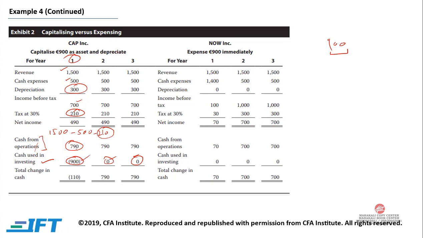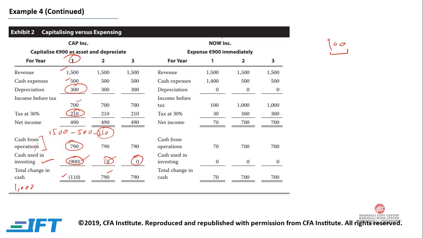Now total changes, 790 minus 900 is minus 110. 790 plus 0 is 790. So these are total change in cash. And we also need to understand we start with $1,000 cash. So these are the changes.